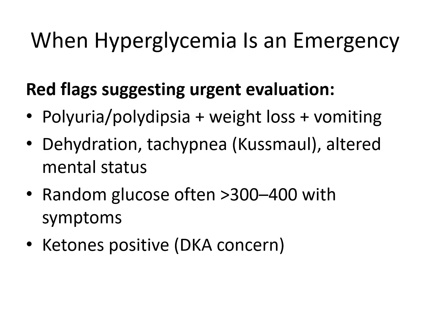If the patient appears dehydrated, has tachypnea with Kussmaul respirations or altered mental status, that's no longer routine hyperglycemia, that's a potential metabolic emergency. You'll often see a random glucose level over 300 or 400 milligrams per deciliter in symptomatic patients. If ketones are positive, especially with symptoms, you must consider DKA. So numbers alone do not determine urgency. Symptoms plus metabolic instability do. So if a patient looks sick, think beyond outpatient medication adjustment.